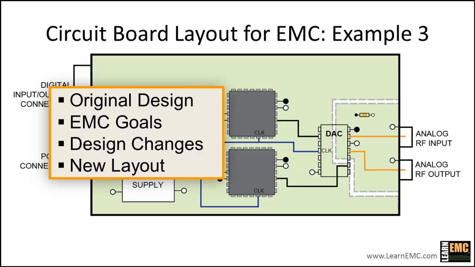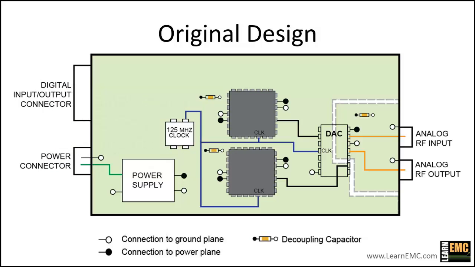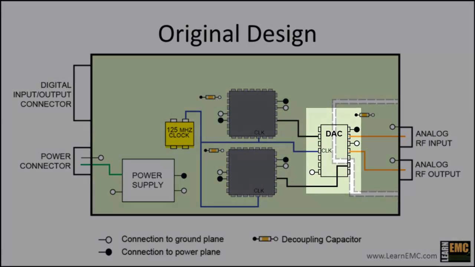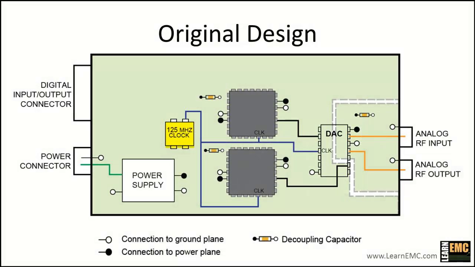Okay, let's get started by taking a close look at the original layout. The clock for this board operates at 125 megahertz. The clock is connected to some digital devices and also to a digital to analog converter.